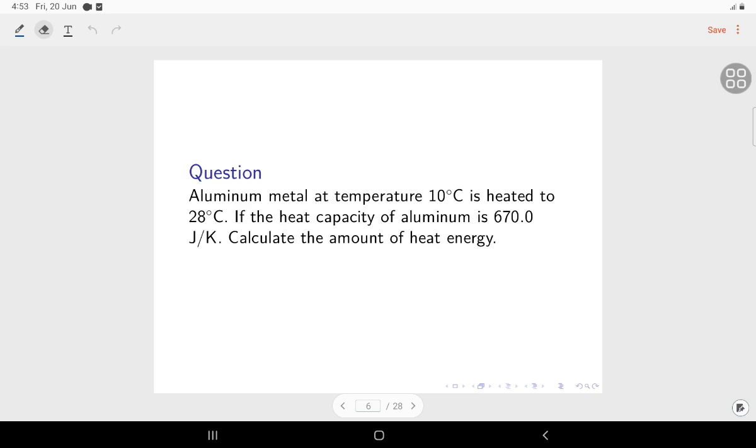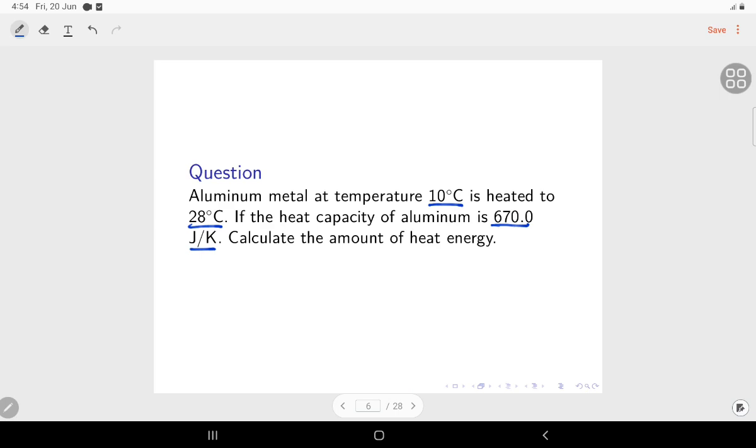Let's look at this question on heat capacity we just discussed. Aluminium metal at temperature 10 degrees Celsius is heated, so it means here not cooling, heated, to 28 degrees Celsius. If the heat capacity of aluminium is 670.0 joule per Kelvin, calculate the amount of heat energy. Wow, this is a very simple question. So you put down the information that you have been given.